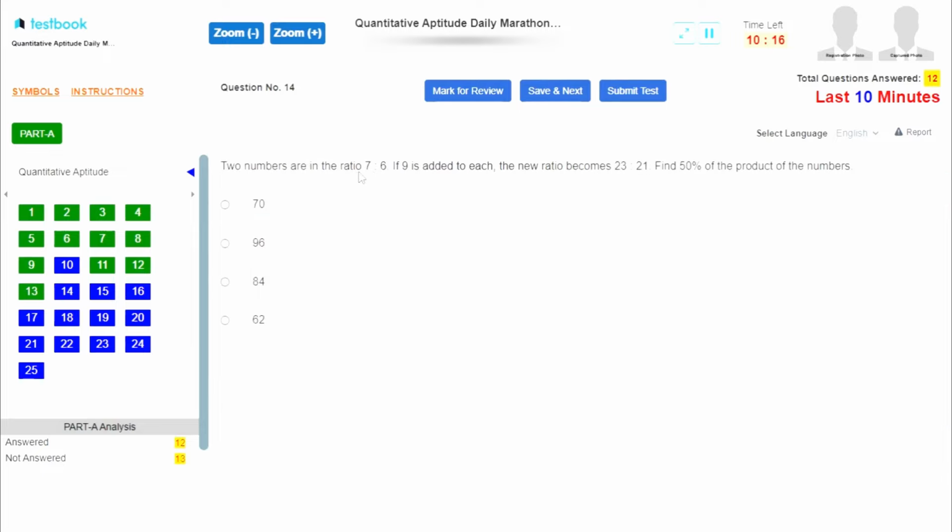Two numbers are in the ratio 7:6. If 9 is added to it, the new ratio becomes 25. Find 50% of the product of the numbers. So 7 into 6, 42, 21 common multiple.